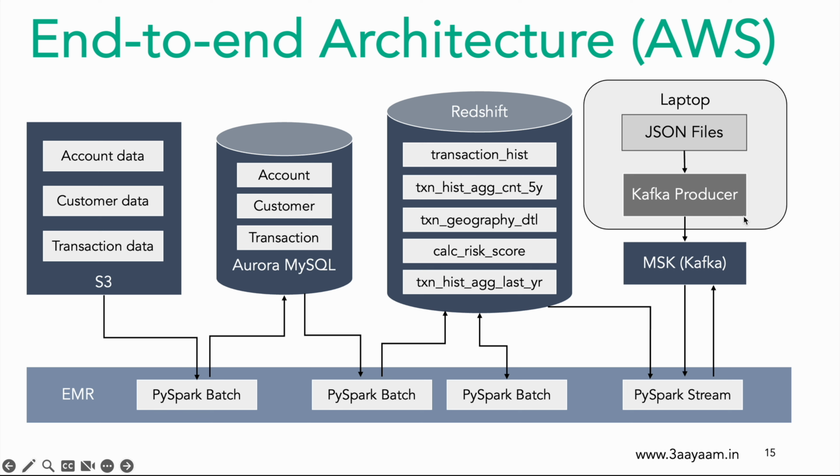Then you have the stream processing. The JSON files, the JSON stream files, not the account files. The transaction files would be on your laptop. The Kafka producer would also be on your laptop, but from your laptop, you'll have to send it to MSK, which is AWS's managed Kafka service. And then you'll have to use PySpark stream to do the processing and again send it back to Kafka topic, also to Iceberg, which would be on S3.